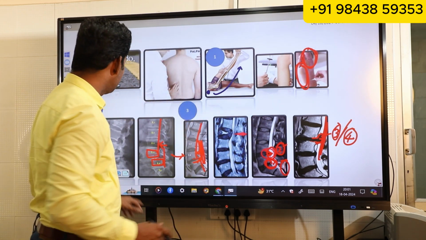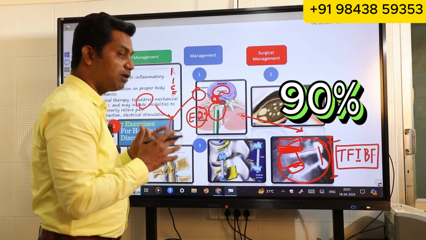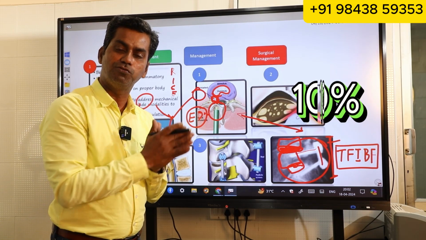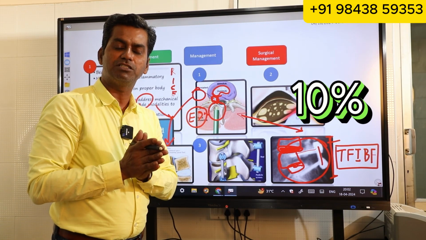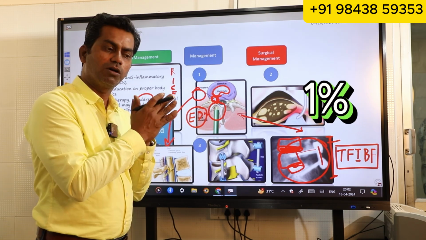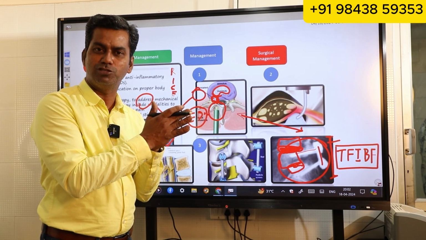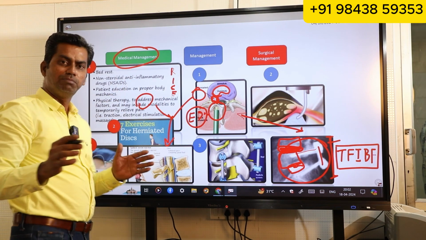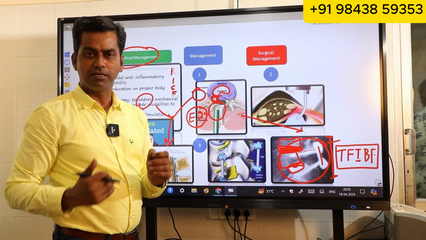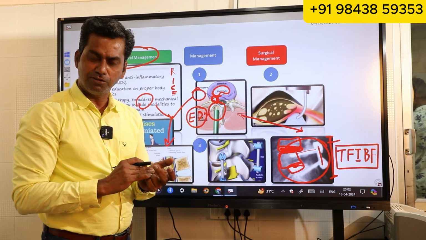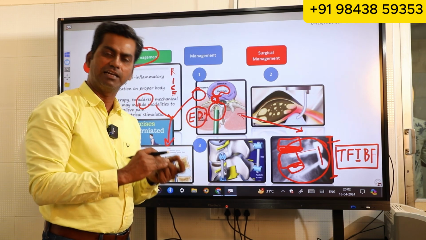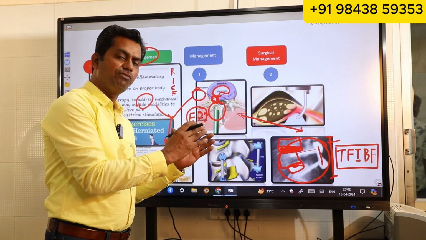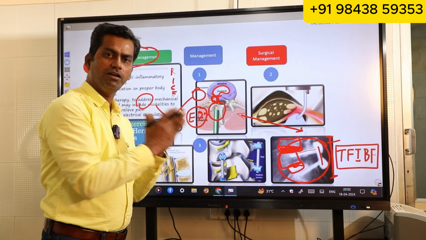More than 90% are stage 1 and stage 2. Around 10% of people will have stage 3 or 4. Very rarely, less than 1% of people will have Cauda-Equina syndrome. Disc prolapse is most commonly stage 1 or stage 2, which is ultimately managed medically. If you have back pain with leg pain, consult a doctor, confirm with X-rays and MRIs and clinical examination. After that, you will find whether you are in stage 1 or stage 2.